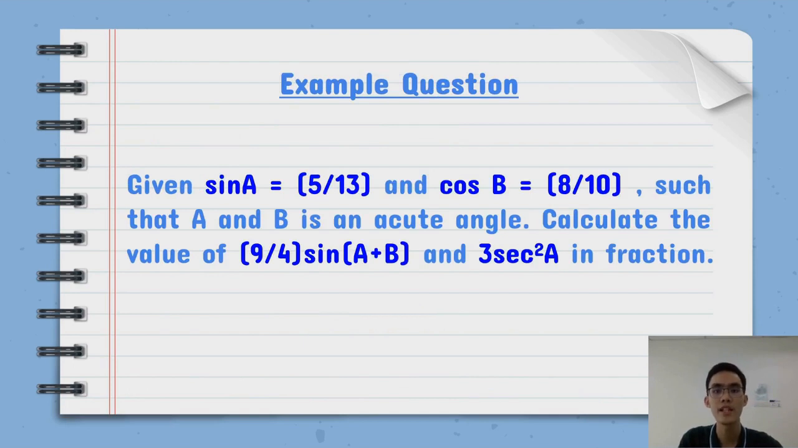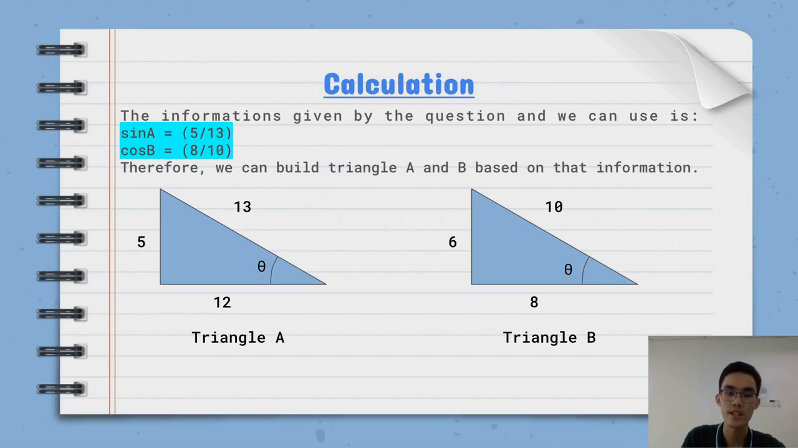Now we are going for the example questions. Given sin A is equal to 5 per 13 and cos B is equal to 8 per 10, such that A and B are acute angles. Calculate the value of 9 per 4 multiplied by sin A plus B and 3 secant power 2A in fraction. The calculation is shown on the screen.